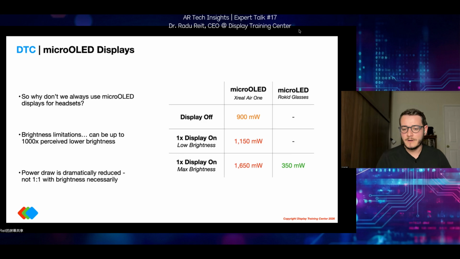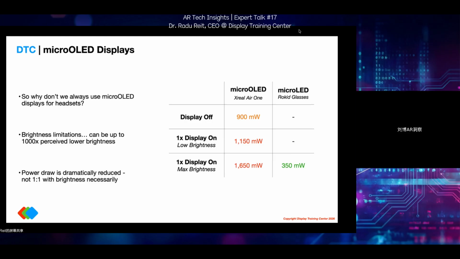And this is where micro OLED really starts to get interesting. We have seen a lot of this kind of comparison, but I've never seen such detailed, very accurate numbers. So for the display off, why does it still consume almost 1 watt for Xreal?